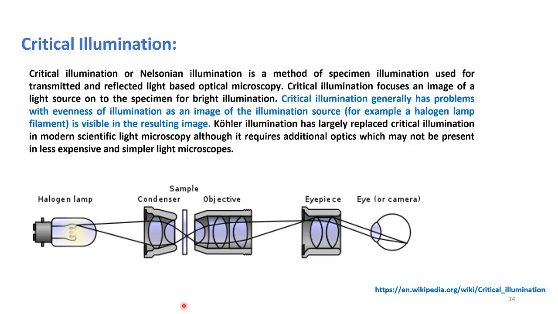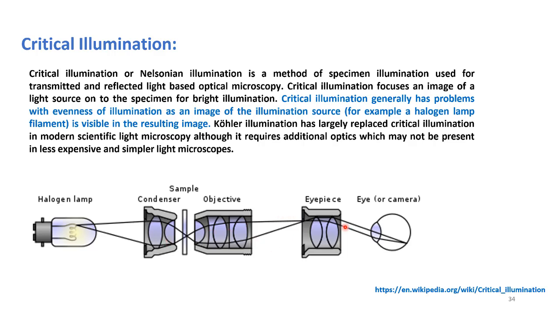Then the critical illumination. Critical illumination is a method of specimen illumination used for transmitted and reflected light based optical microscopes. Here we have a source, and we are using a condenser, an objective, and again an eyepiece. So multiple lenses are present here.